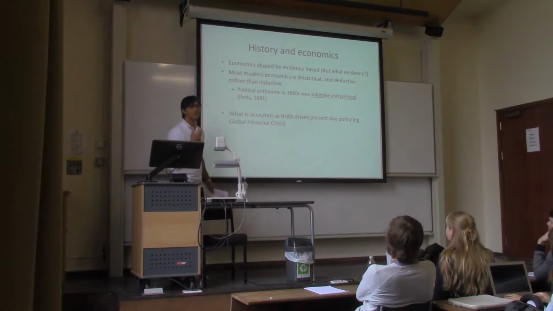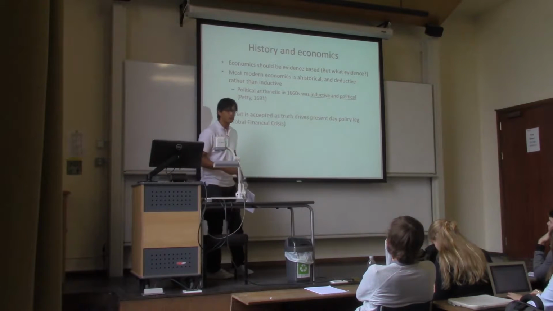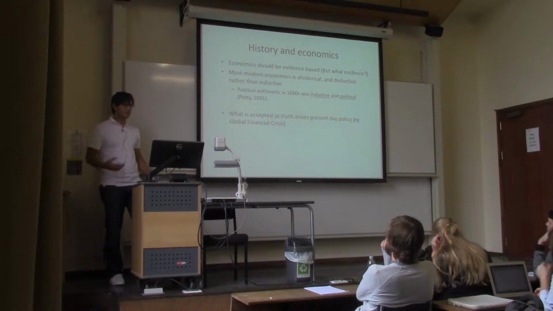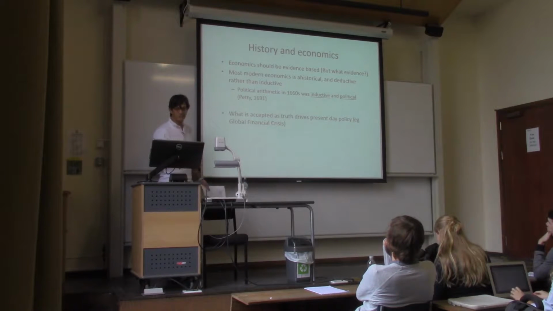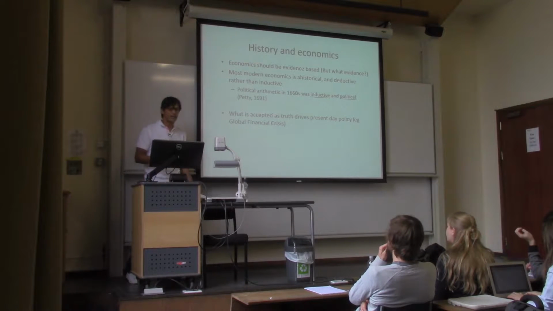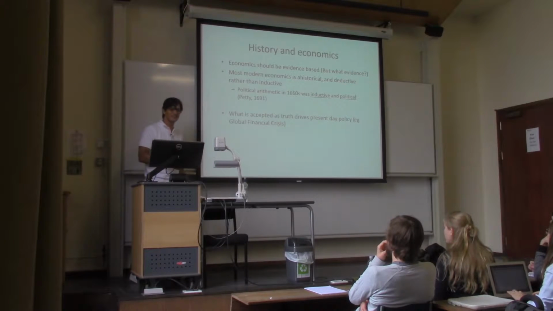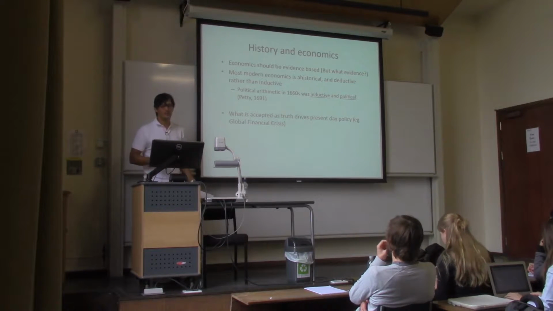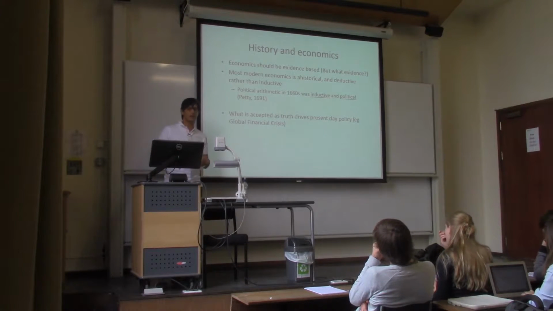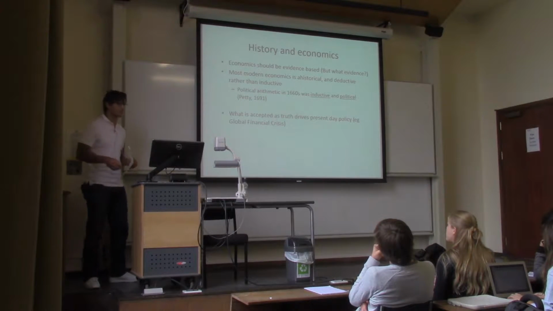So let's begin by talking a little about the basic link between history and economics. I guess we'd all agree, or at least economists would mostly agree, and some historians would agree, that economics should somehow be evidence-based. As a social science, we should look at the evidence. There's a difference between how historians and economists look at it. Modern economics is ahistorical, and deductive rather than inductive. We take a model and ask, does this model fit with our perception of reality?